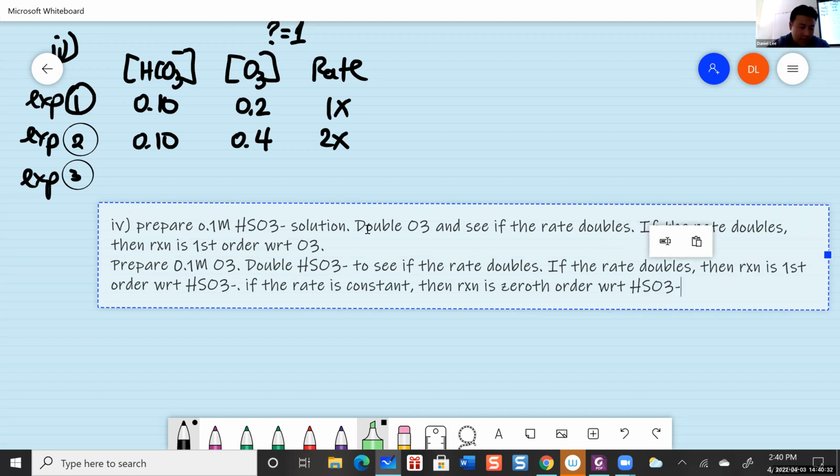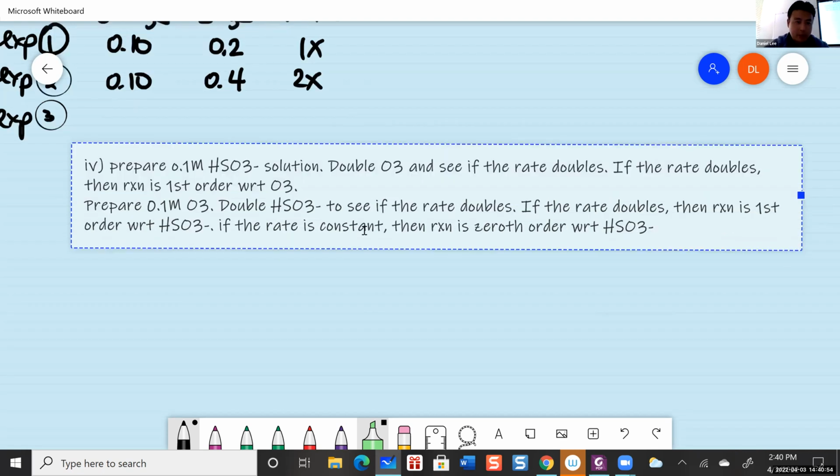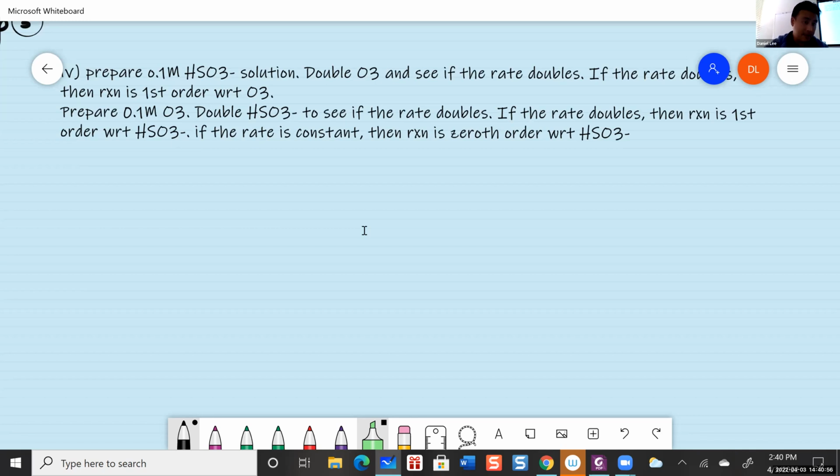Because we are trying to verify it is first order, I've got to double oxygen while holding HSO3 minus constant. That's what I would say, but I'm not typing that out. And I do the other one. I would keep O3 constant, double HSO3 minus, and see what happens to the rate, right? If the rate doubles when each is doubled, then it is first order with respect to them. So it'll be something along those lines.